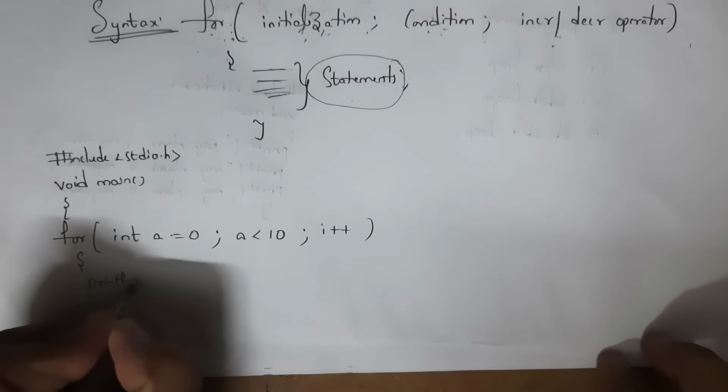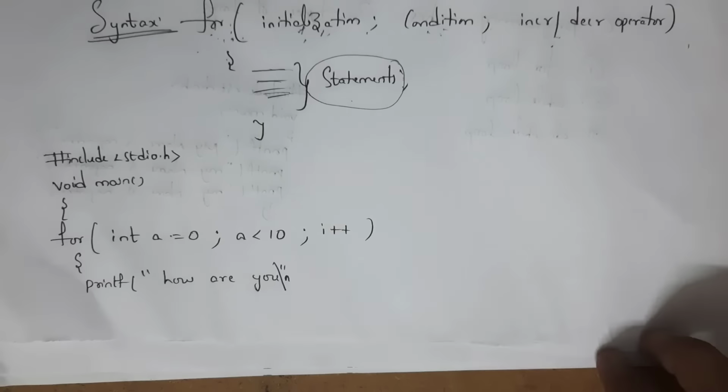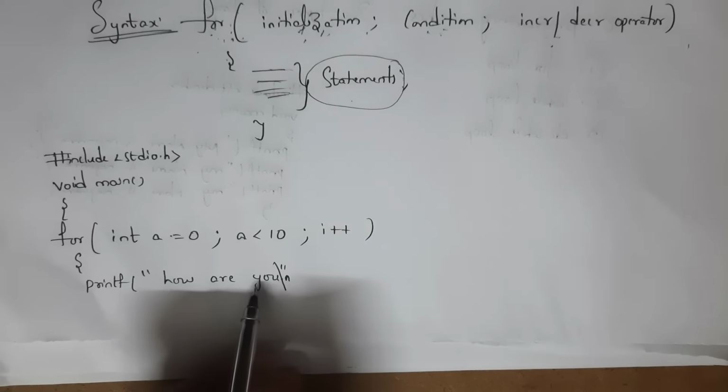So I am writing here printf open bracket open double quotations how are you. This is the statement which I wrote. Use here \n because whenever you use \n, how are you will be printed on the next line.